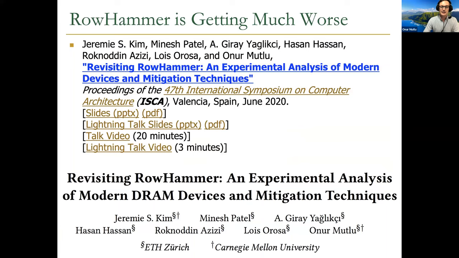The reason RowHammer is getting worse is that technology scaling is going well in the sense that we're able to reduce the size of the cells and pack more cells into the same square millimeter. But the noise due to RowHammer is increasing. As a result, you can hammer things much more easily today. If you're interested in this Rethinking RowHammer paper, you can look at the lectures that we delivered on this topic.